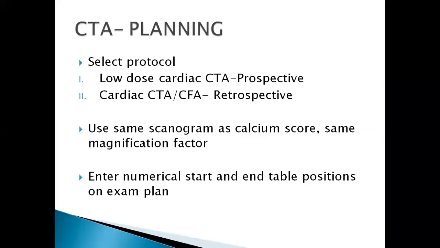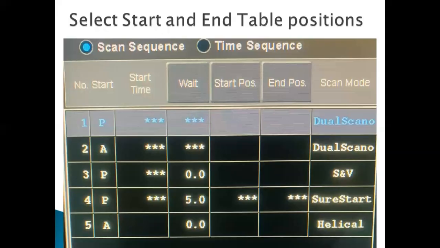When you are done with your selection of protocol, as I said, we're using the retrospective protocol here. You also come here on your table. The start position, if you see right in the middle of this table, is start position and end position. So using the volume that you got under calcium score, row number 4, under start position there, you put a numerical number, and on end position, you put a numerical number, making sure that, as I said, the whole heart is covered.